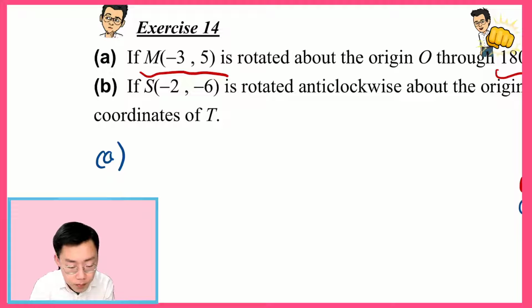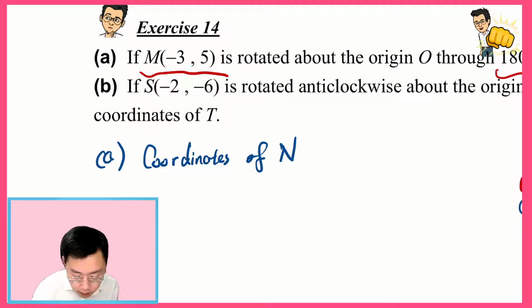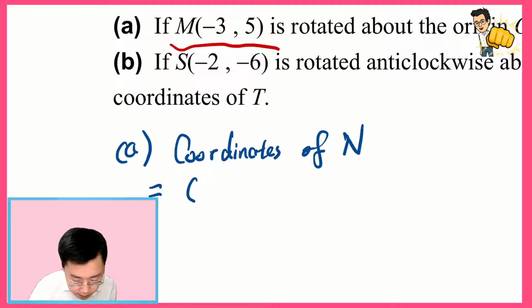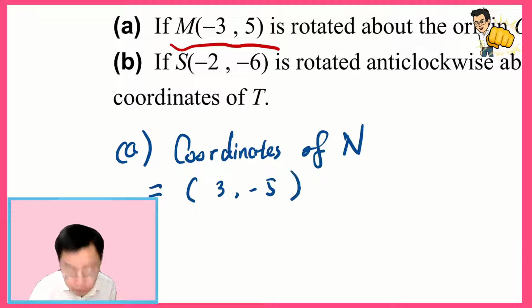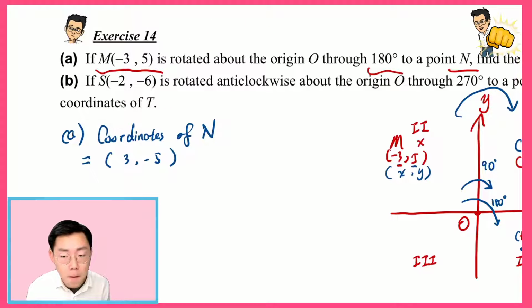The coordinates of N equal 3, -5. Alright, so that's all for part A. So we finish part A first.